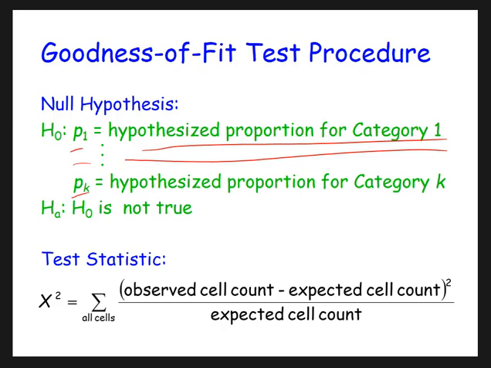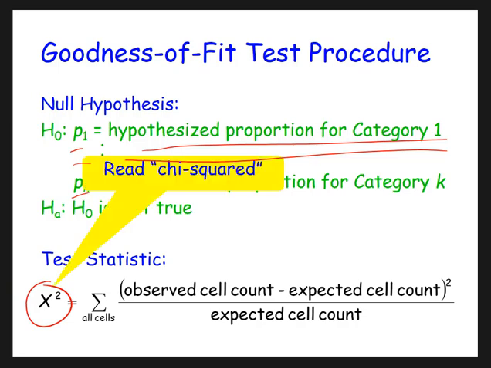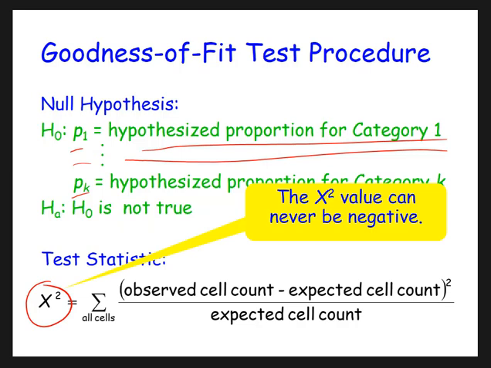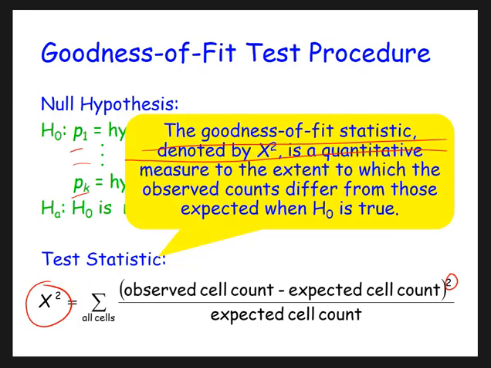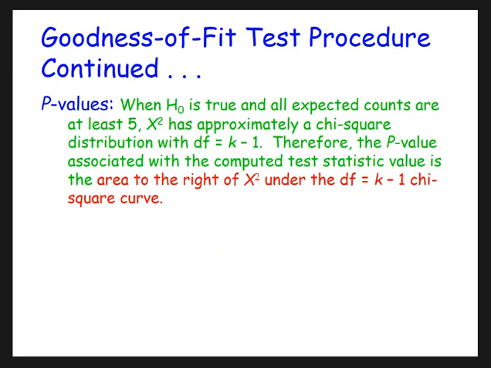Our test statistic, that's our chi-squared there, is the sum of, for each cell, each item in the table, the observed count minus the expected count. We square that difference, and then we divide it by the expected count. The chi-squared value is always positive. Notice the squared here means that the difference is always going to be positive. So we will always reject if our test statistic is larger than a critical value of chi-squared.